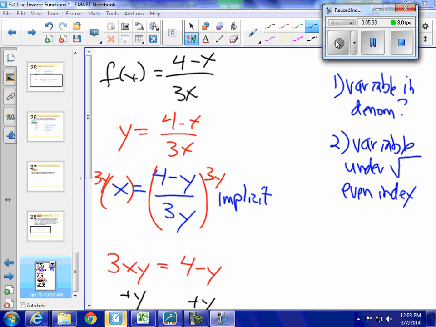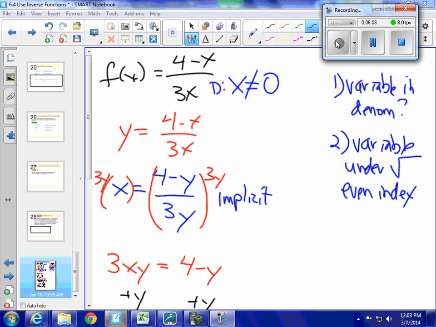So all I'm concerned about is a variable in the denominator. I have to make sure that the variable in my denominator doesn't make my denominator 0. So what can x not be equal to? 0. Why? Because if x is equal to 0, then it makes my denominator 0. That's bad. So that is the domain of my function. Everybody all right with that?